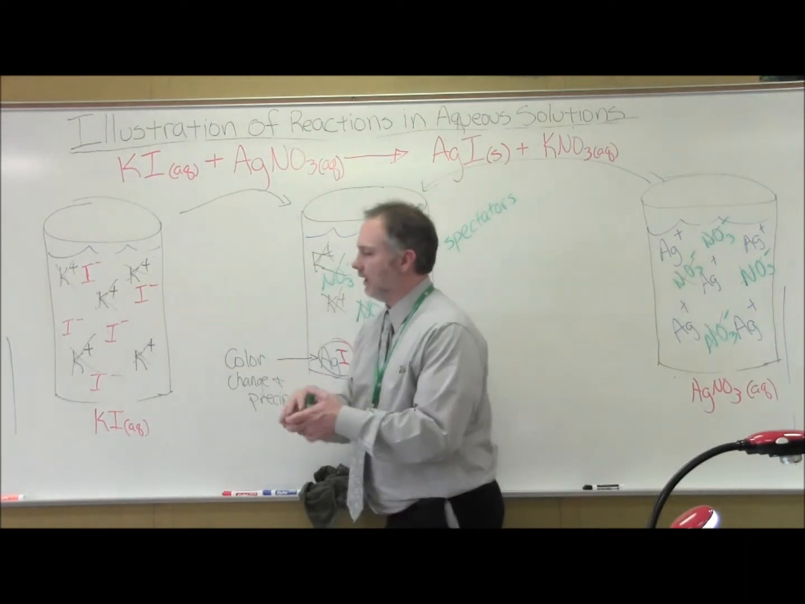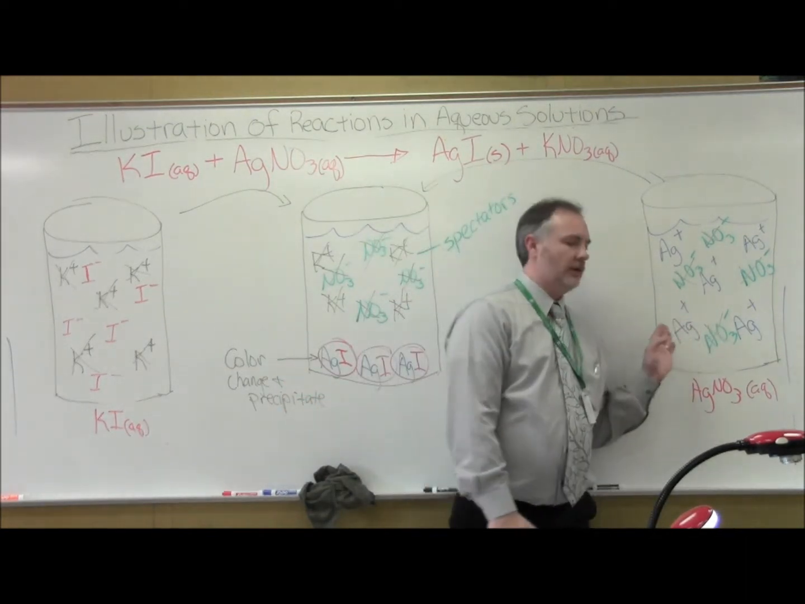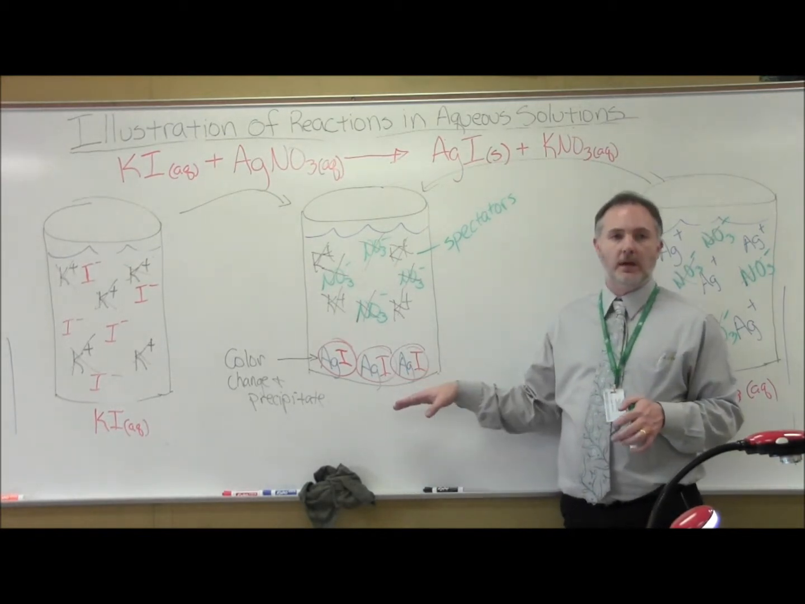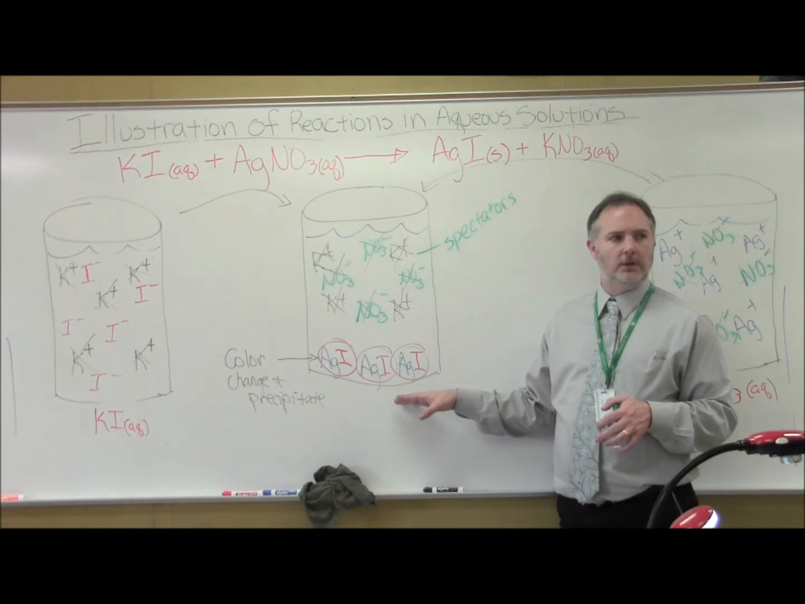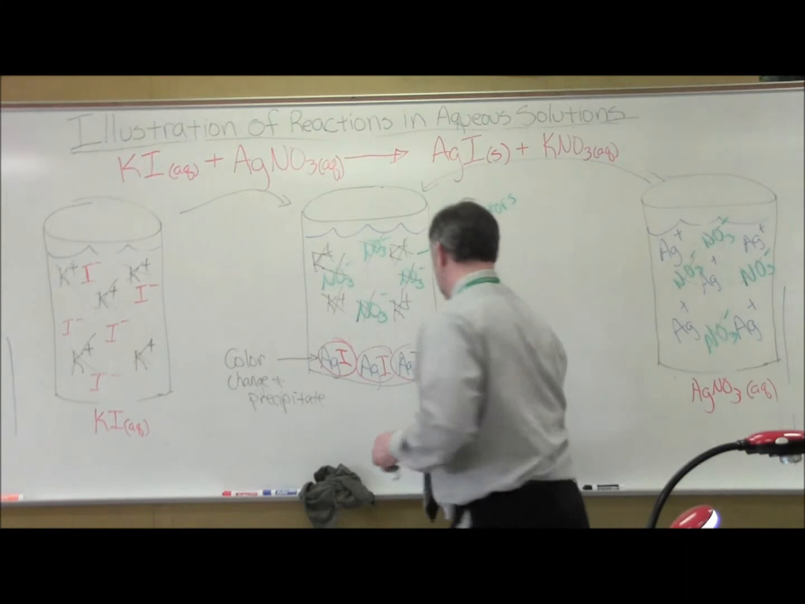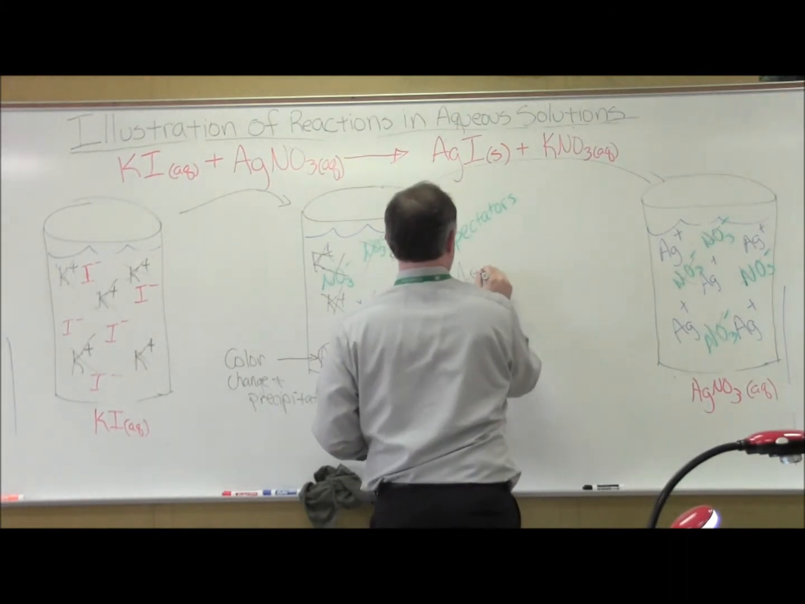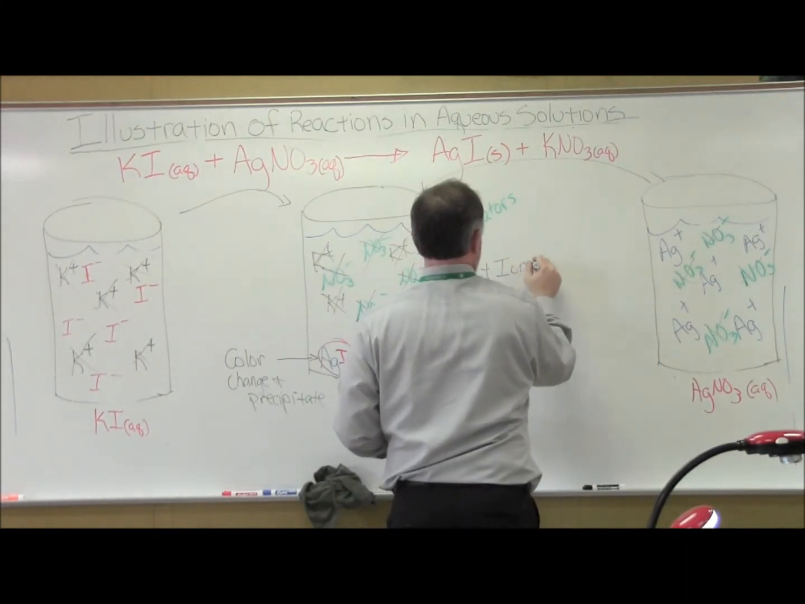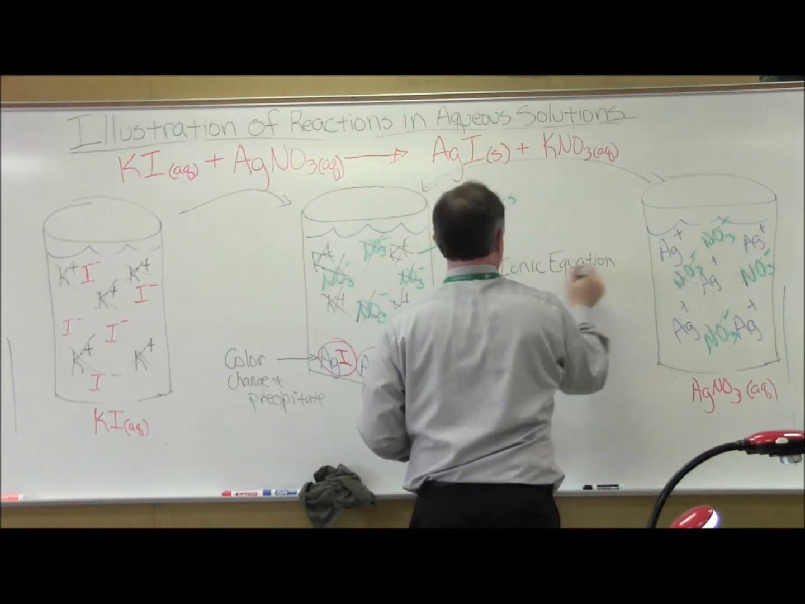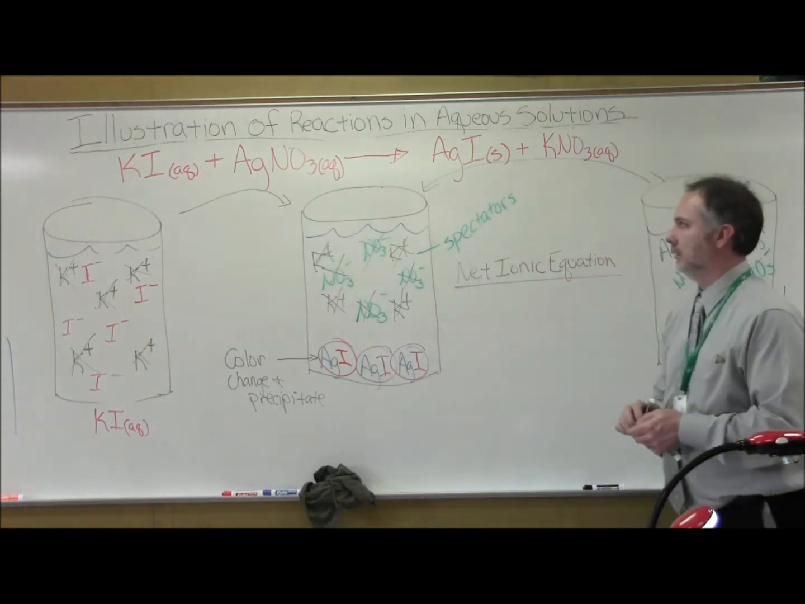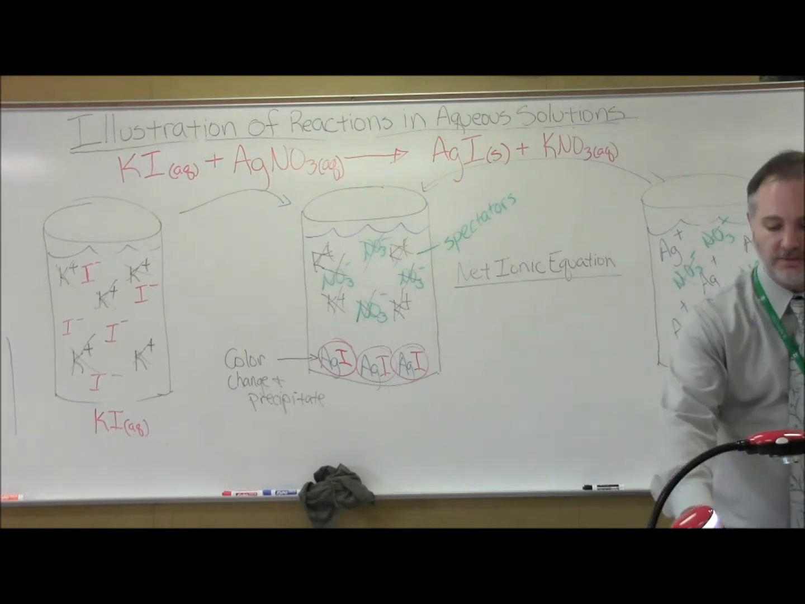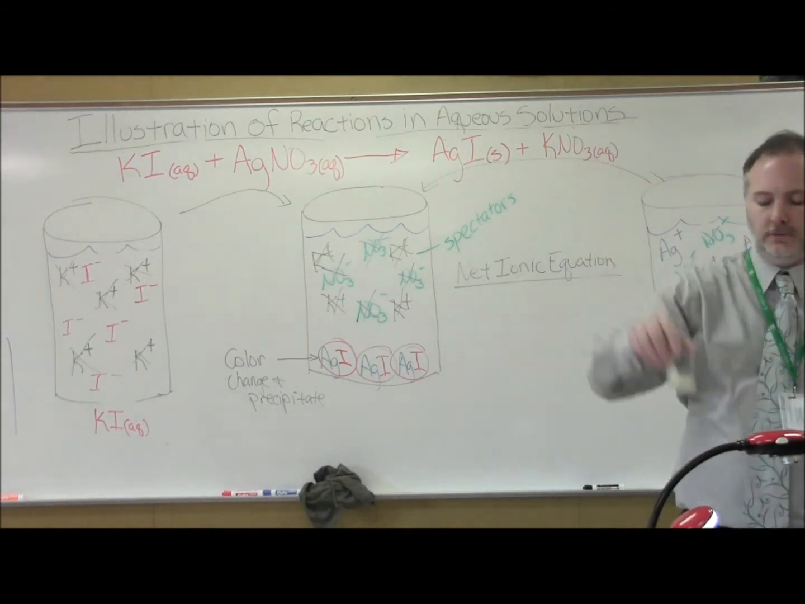I have negative iodide ions. I have positive silver ions. I have a compound, silver iodide. What state of matter would this be here? Solid. I actually have my net ionic equation: the only stuff that took part in the reaction when I mixed my two solutions together to get this.